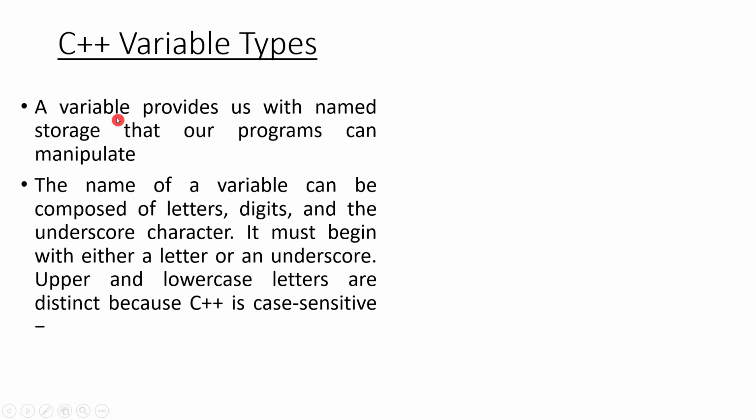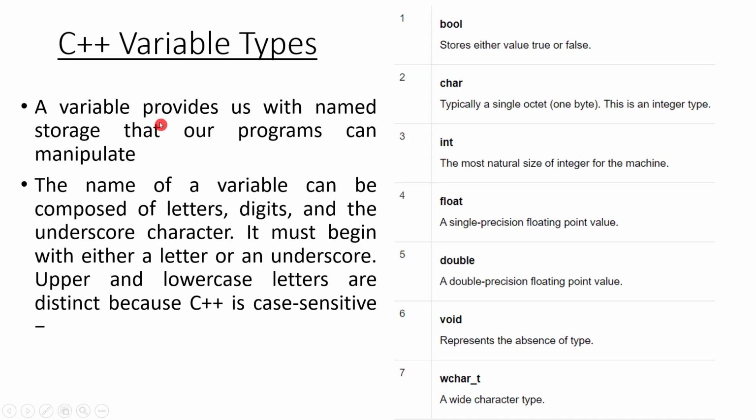And also, along with the constant data type, we have the C++ variable type. The variable provides us with named storage that our programs can manipulate. The name of the variable can be composed of letters, digits, and the underscore character. It must begin with either a letter or an underscore. Upper and lower case letters are distinct because C++ is case sensitive. We already learned this: an underscore is allowed to start an identifier if you are not providing a letter, and uppercase and lowercase letters are case sensitive. So these are the variable types. That means these values may change as the program is running.